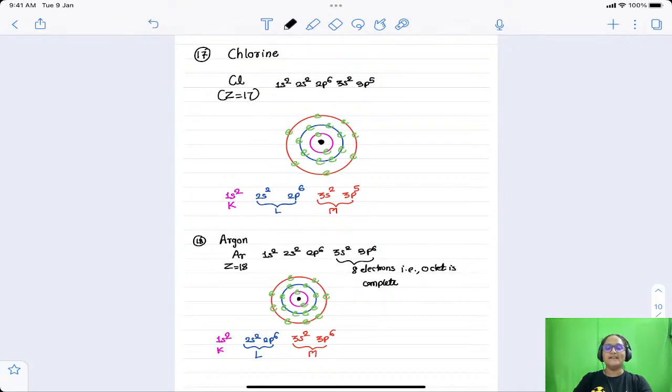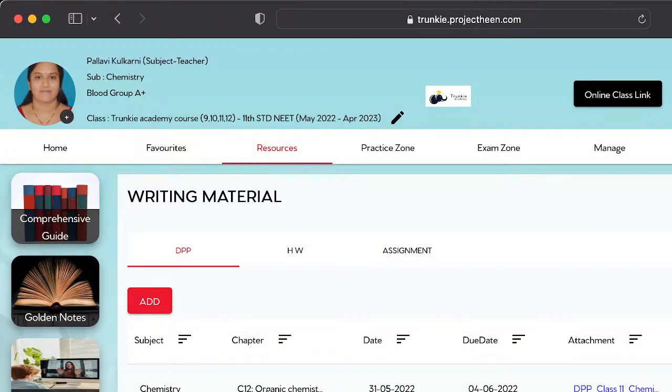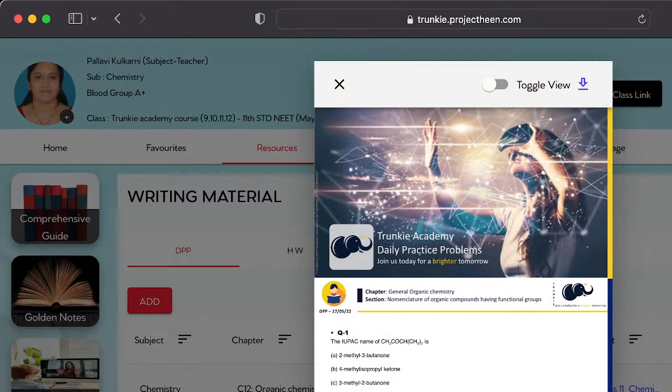Okay, I hope it's done. Now let me just show you about DPP, daily practice problem. So this is DPP. You have to go to resources, then to writing material, then you can see DPP. You can just download it, write down the solutions in your notebook, take a photo of it and upload that photo on your portal, so that the teacher will be able to evaluate and let you know the suggestions and corrections wherever required. Okay, so that's all for today.